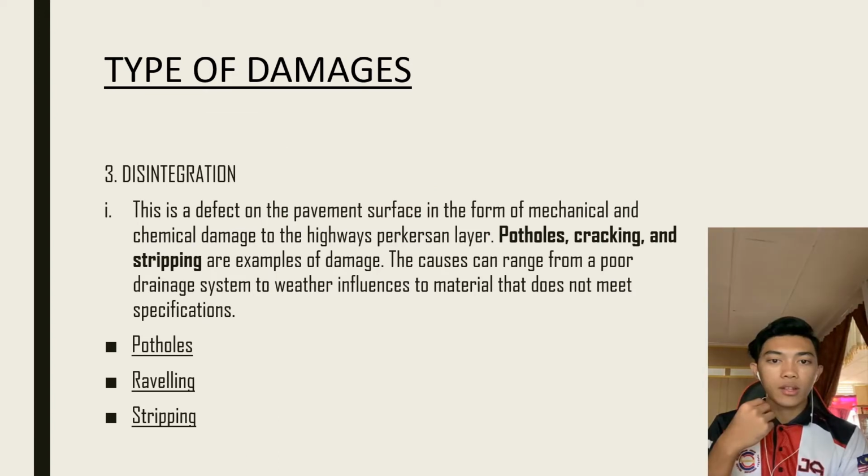So disintegration is a defect on the pavement surface in the form of mechanical and chemical damage to the highway percussion layer. Potholes, cracking and stripping are examples of damage. The causes can range from a poor drainage system and water influx to material that does not meet specification.